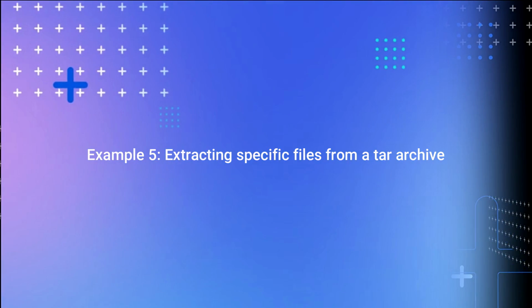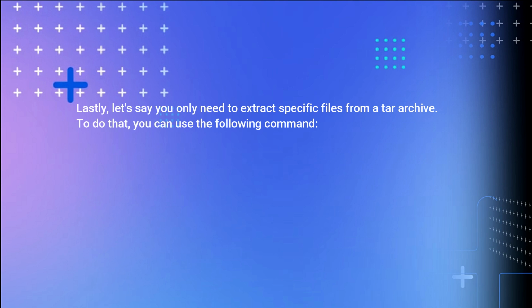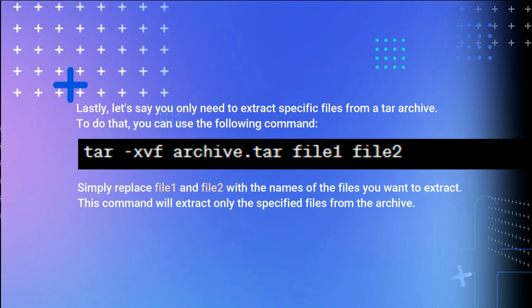Example 5. Extracting specific files from a tar archive. Lastly, let's say you only need to extract specific files from a tar archive. To do that, you can use the following command. Simply replace file1 and file2 with the names of the files you want to extract. This command will extract only the specified files from the archive.